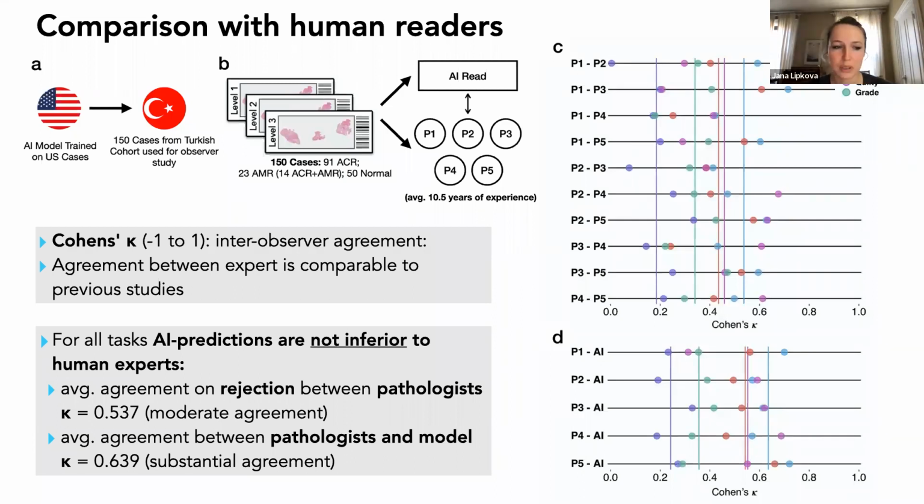So you can use it as a way to say that the model predictions are not inferior to the pathologists' predictions. For instance, if you look at the rejection detection, which is the blue one, the agreement between 2 pathologists had a kappa of 0.53, which would be moderate agreement, but agreement between the model and pathologists was 0.63, which would be substantial agreement. So this is one way we compare the model versus humans without having the true label.